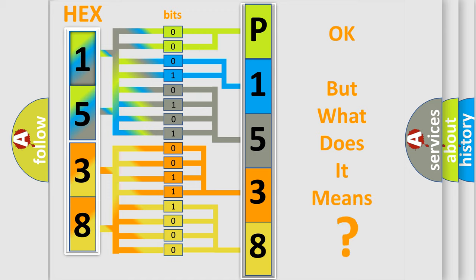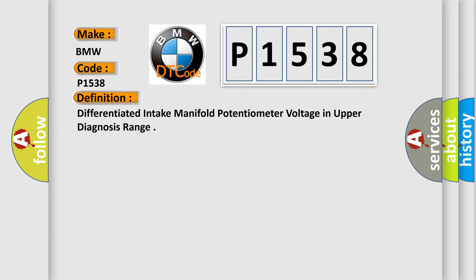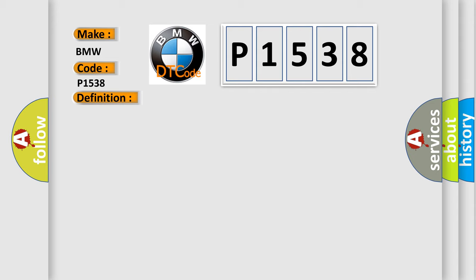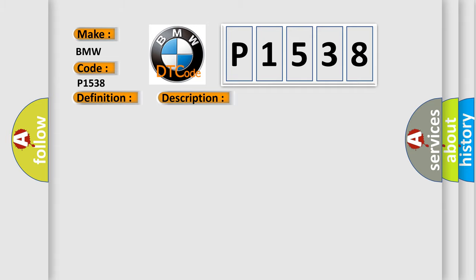The number itself does not make sense to us if we cannot assign information to what it actually expresses. So, what does the Diagnostic Trouble Code P1538 specifically mean for BMW? The basic definition is differentiated intake manifold potentiometer voltage in upper diagnosis range. And now this is a short description of this DTC code. This fault stems from the 4.8L N62 equipped with an infinitely adjustable control of the induction system. This diagnostic error occurs most often in these cases: faulty potentiometer.